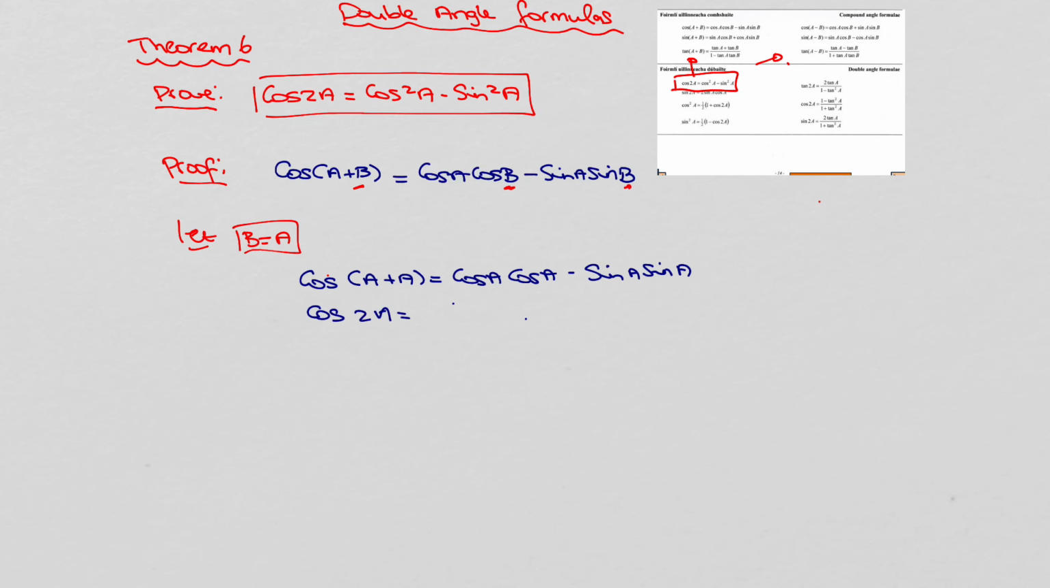And cos A by cos A is cos squared A. And sine A by sine A is sine squared A. Lovely.